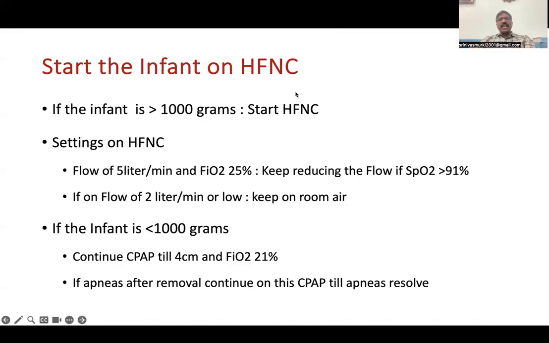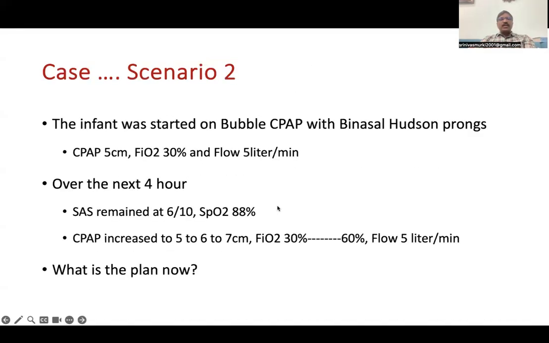But let's look at the same baby in a different scenario. So let's take the same, but a different presentation. The baby is a 28 weeker, 1 kg, with respiratory distress, Silverman score 7/10, comes to the NICU at 4 hours, and we start bubble CPAP for this baby with a pressure of 5, FiO2 30%, and flow of 5 liters per minute. But what happened now is, over the next 4 hours, you see that the Silverman score still remained at 6/10. It has come down from 7 to 6 because the grunt disappeared, but the baby still had audible grunt on the stethoscope. Other things remain the same and saturations were still borderline.